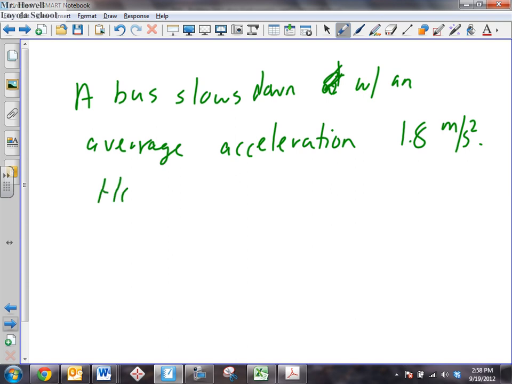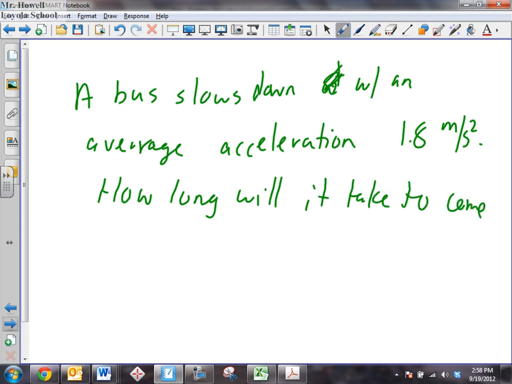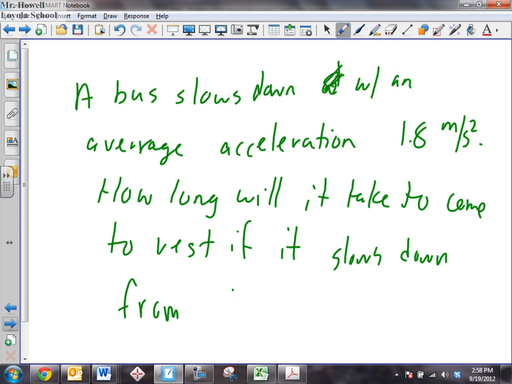How long will it take to come to rest if it slows down from 9 meters per second? Okay? How long will it take to come to rest if it slows down from 9 meters per second? Question mark. What's going on in this problem?